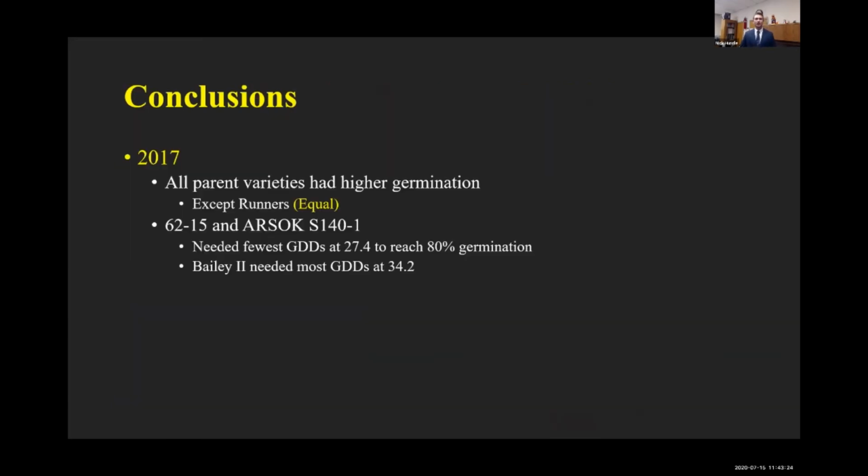So in conclusion, for 2017, all parent varieties had a higher germination except for the runners. And the 62-15 and the RSOC S140-1 needed the fewest GDDs at only 27.4 to reach 80% germination, while the Virginia High-Oleic line Bailey 2 needed the most GDDs at 34.2.